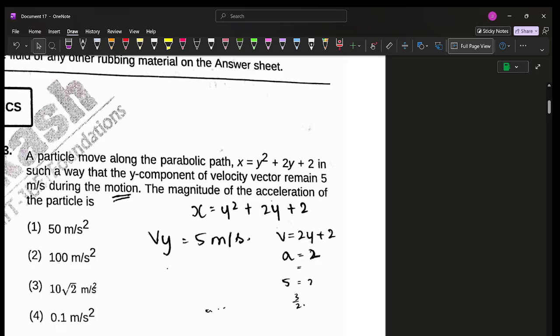A particle moves along the parabolic path x equals y square plus 2y plus 2. So basically that is an equation for a parabola, right? In such a way that the y component of the velocity vector remains 5 meter per second during the motion. The magnitude of the acceleration of the particle is... Okay, let's just see once more.